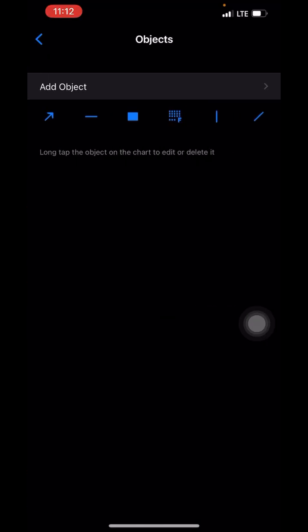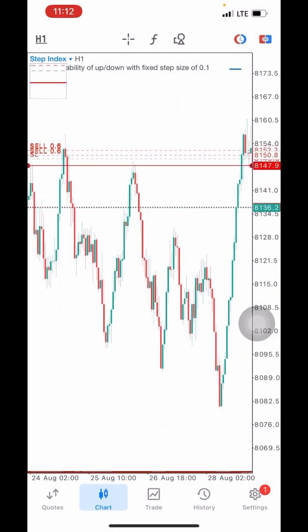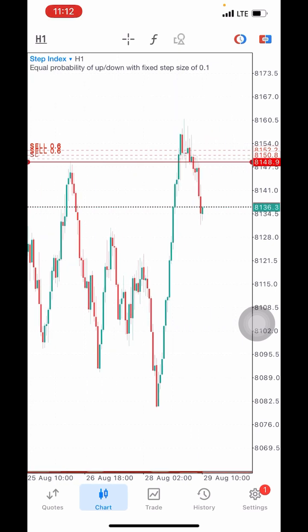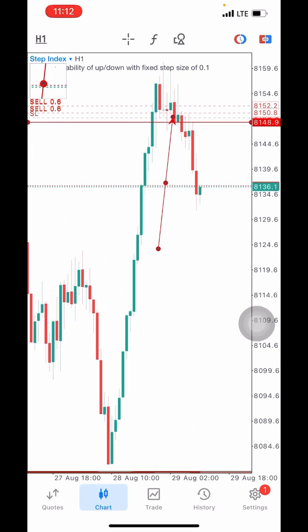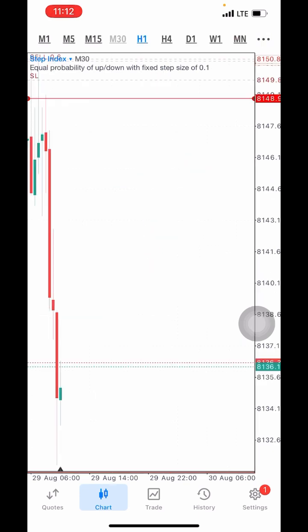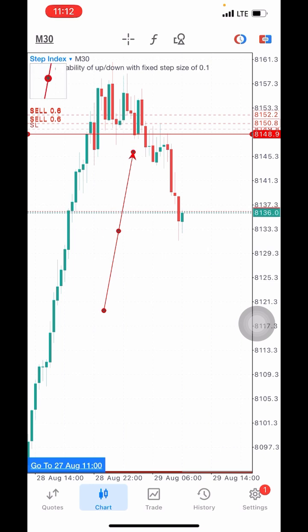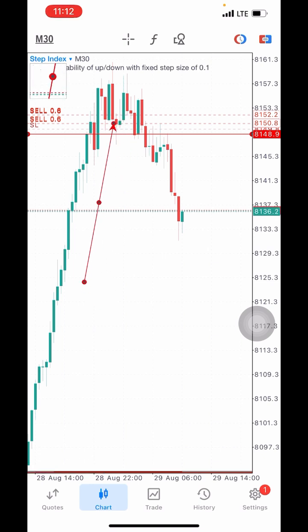You see, this level was broken. The market went here, broke this line, and went up. While coming down, see what it did there? Let's go to the 30-minute time frame. It printed this candlestick that looks like a reversal candlestick, and the market started going up.